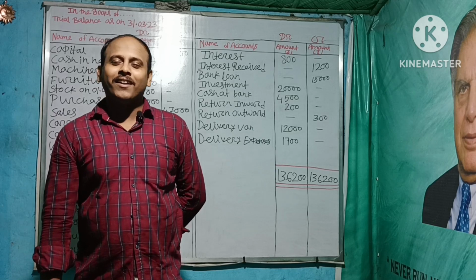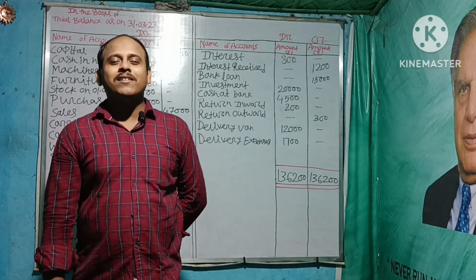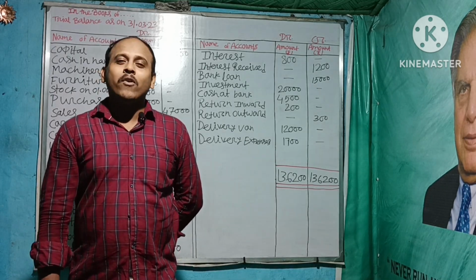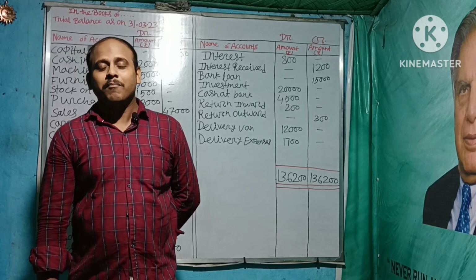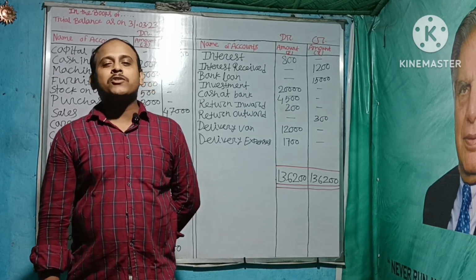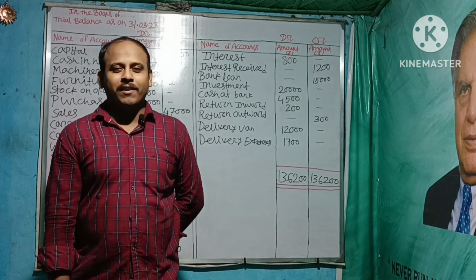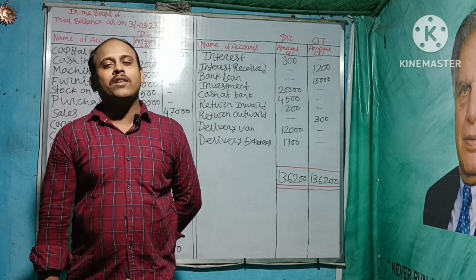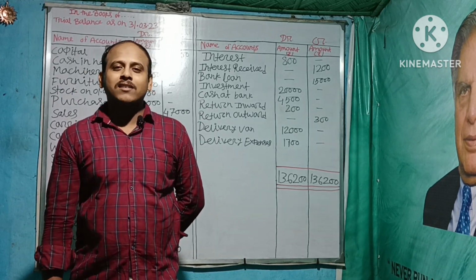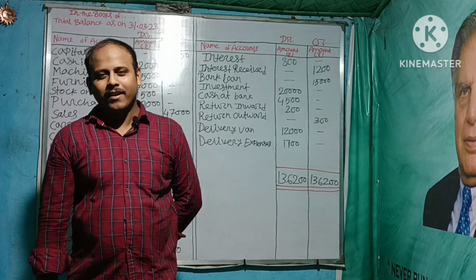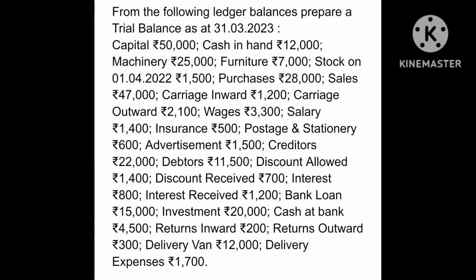Today I discuss trial balance. First of all, what is a trial balance? A trial balance is a statement where we put all the balances of the ledger accounts. After preparation of the ledger accounts, we put the balances into a trial balance. If the trial balance tallies on both sides, debit as well as credit, then we hope that our transaction postings are right.